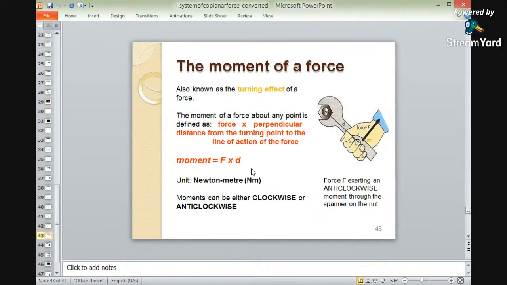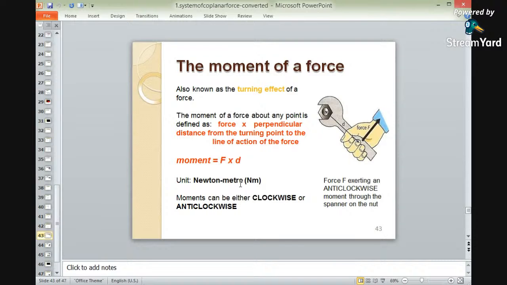So what is the unit of force? We have already discussed in the previous lecture that 1 kgf is equal to 10 newtons. We have seen the differentiation of weight and mass also. And again, what is the unit of moment? Force is measured in newtons, whereas distance is measured in meters. Therefore, the unit comes to be newton meters.